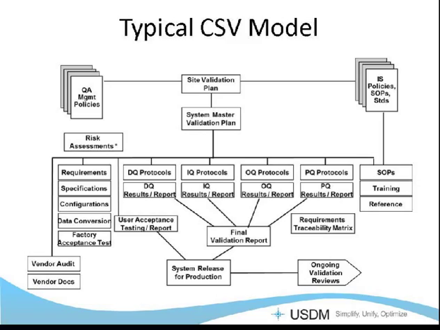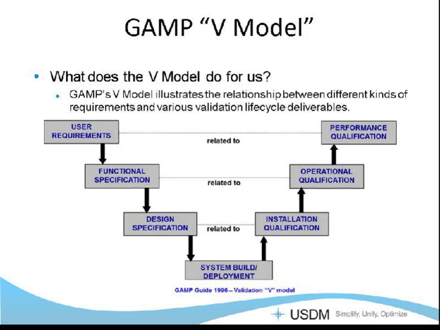This is just a diagram of a typical CSV model. We've got all sorts of documentation that you can use in computer systems validation. What should apply to a piece of lab equipment as opposed to an enterprise resource planning system? There are ways that we can put together to justify how we determine those levels.